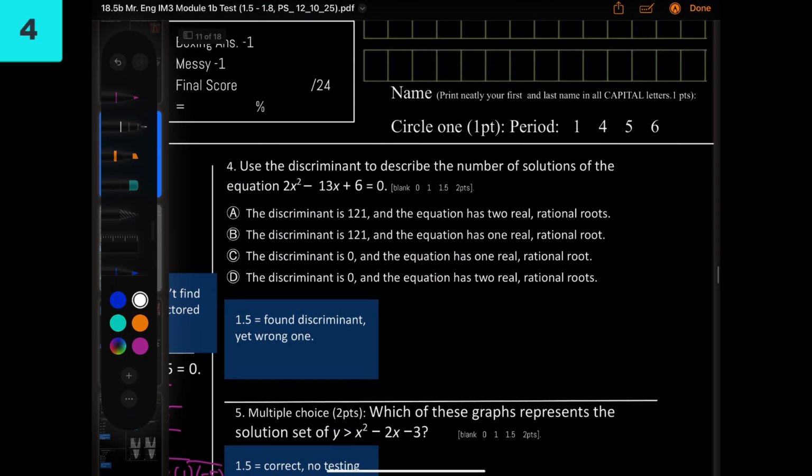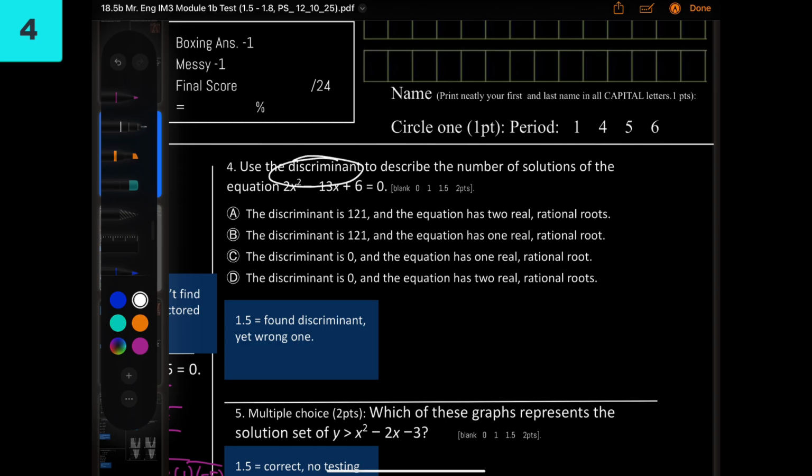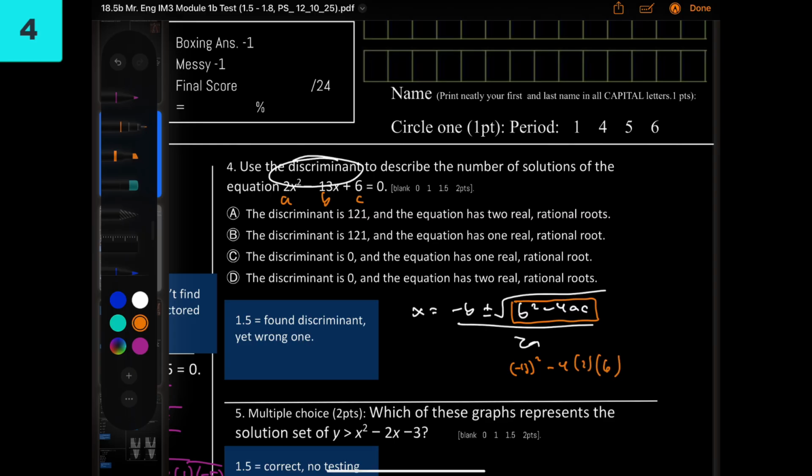Okay, question number 4, use the discriminant. So I saw some students do this, which is totally fine. I just want to show you where it is. So the discriminant is what's here on the inside, b squared minus 4ac. So a is 2, b is negative 13, c is 6. So my b value is negative 13, my a value is 2, and my c value is 6. I want to point this out.